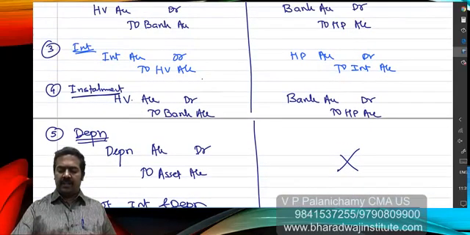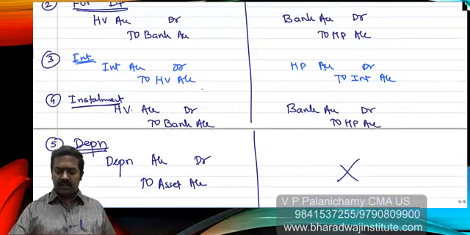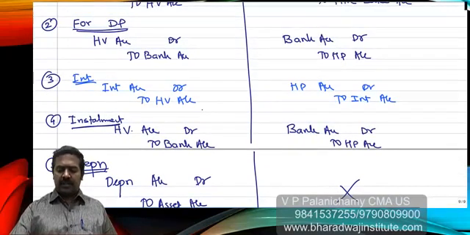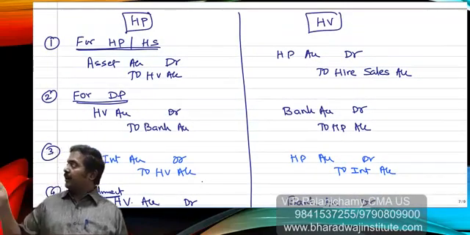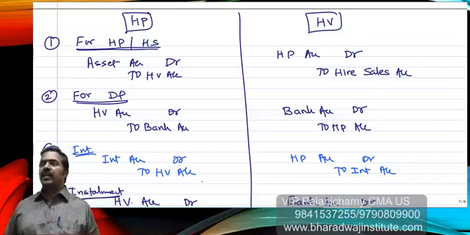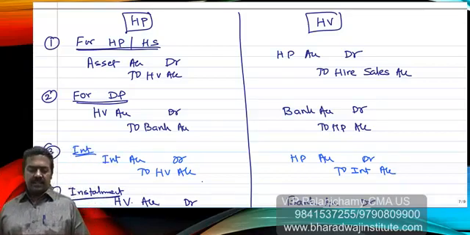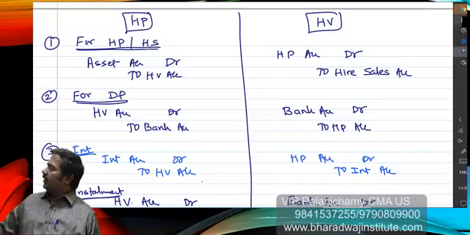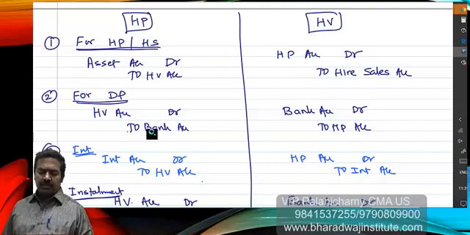Once again, repeat from the beginning. What is the first one? Purchase. What is the entry for purchase? Asset account debit to hire vendor account. He is selling. What is the entry? Hire purchaser account debit to sales. Next, for down payment: hire vendor account debit to bank account.